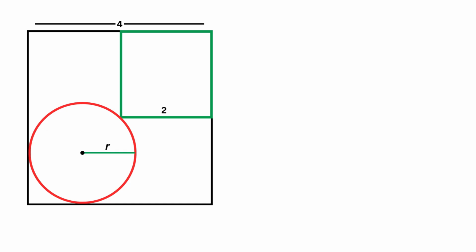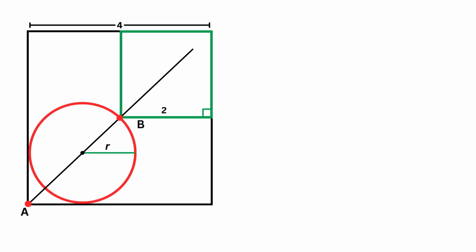Now, to find the radius, we will first draw a diagonal of the large square. Okay, let's call this point A, this point B, and this point C. Now, look at point B. Point B is the midpoint of segment AC. Also, point B is simply the intersection point of the two diagonals.